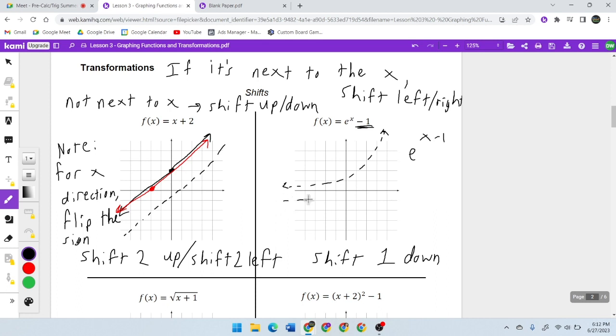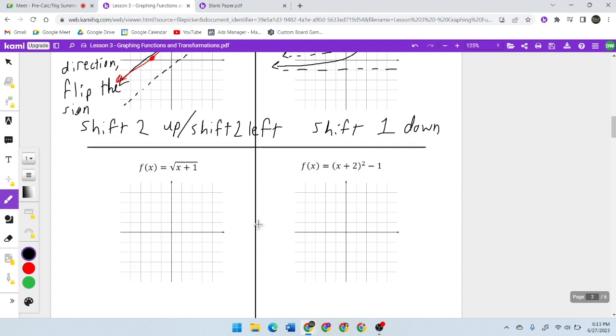So in other words, I put my horizontal asymptote there this time. I moved it 1 down. And for my actual function, it's basically the exact same shape, except it was shifted down 1. Now again, today and for the homework, I'm just looking for general shapes. I'm not looking for coordinate points. This is perfectly fine.